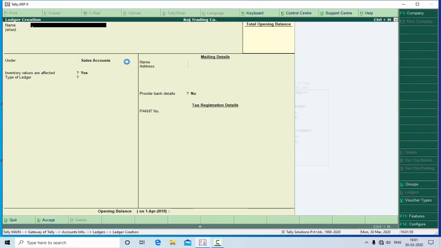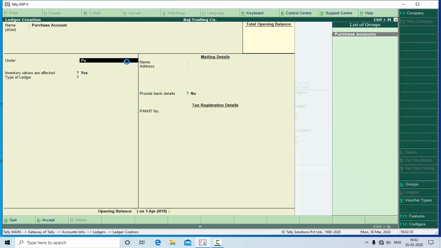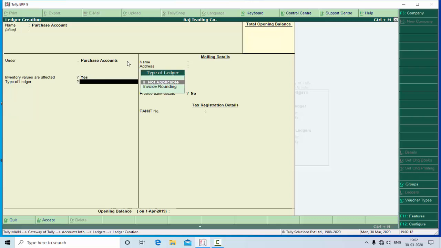After selecting this group, then enter another ledger. You will have to create all the ledgers from here. If you want to create the purchase account, select the purchase group like this. So all groups you will understand in this video, which account will be created in which group. I think you understand what I am saying.